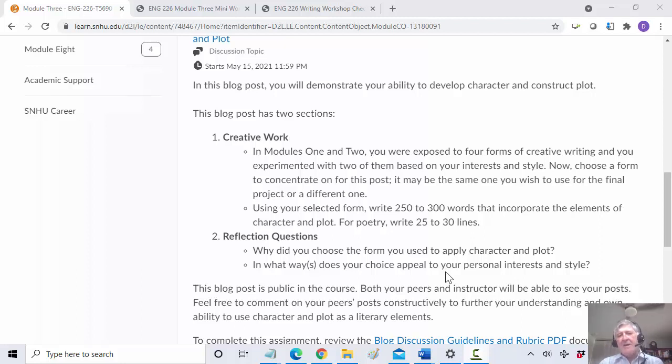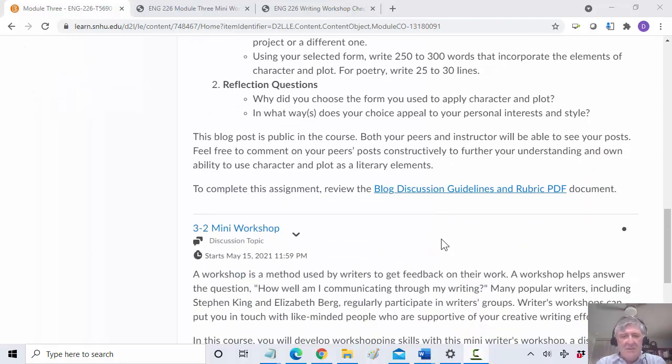And then the second part is, again, that reflection question. Why did you choose that form? You'll hear this again and again. In what ways does your choice appeal to your interests? Not only the form, because I think that can be limiting. You can open this reflective question up to why did you choose the form, and why did that character or that plot align and realize the power of the form, whether it's fiction or poetry, whatever you've chosen.